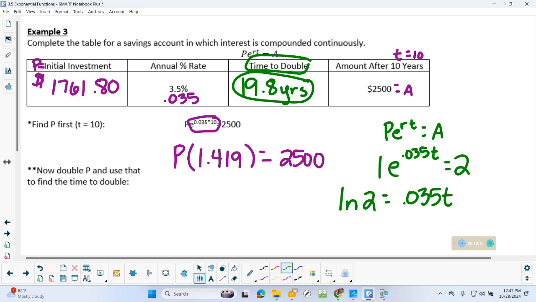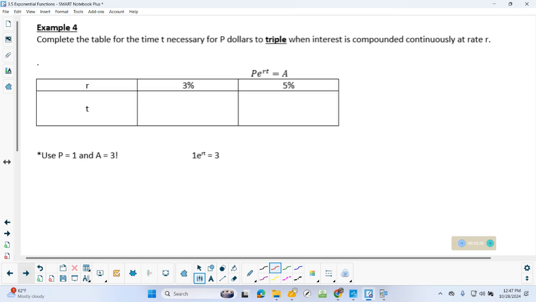Okay, last money problem, because I don't know about you, I'm kind of getting sick of the money problems. We're going to do some science ones, some half-life. All right, complete the table for the time necessary for P dollars to, okay, we're getting really fancy here, triple, when the interest is compounded continuously at these different rates. Now, notice the table's not as big, there's not as much information, but there really kind of is.